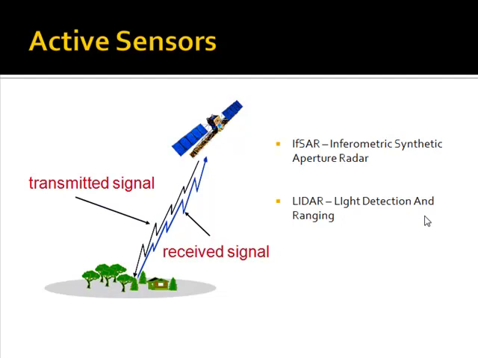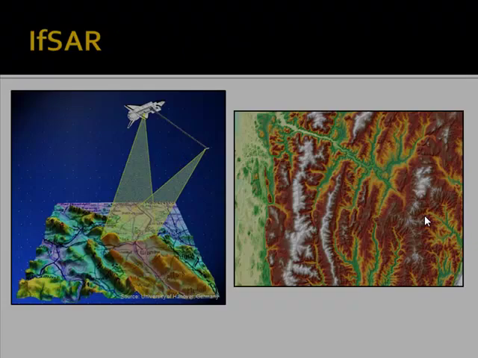Up until now we've been talking about passive sensors. However, there are active sensors, and these active sensors are increasingly becoming more prevalent in the GIS community. Two examples I'll touch on briefly here: IfSAR, Interferometric Synthetic Aperture Radar, and LIDAR, Light Detection and Ranging. Both of these are active sensors in that they emit their own electromagnetic radiation through a transmitted signal, and then they also receive that same signal.